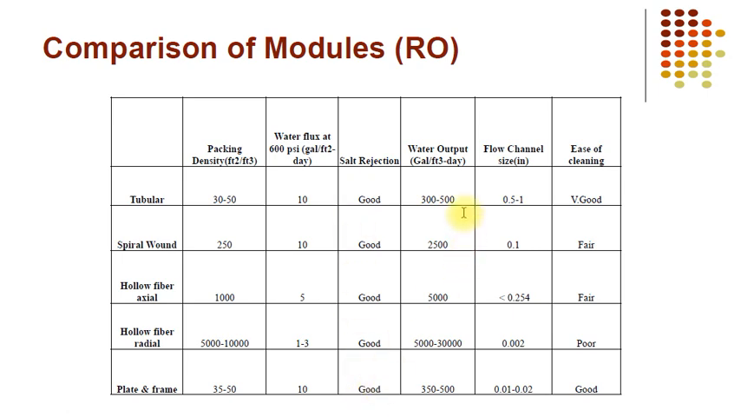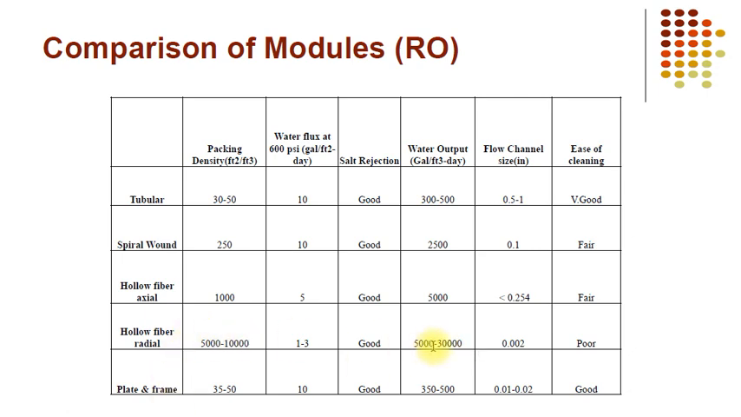Next is water output: how much water you can collect per meter cube of equipment size. You can compare this data to the flux. You can see that the hollow fiber radial modules have lesser flux but higher water output. Why? Because the membrane densities are quite high.